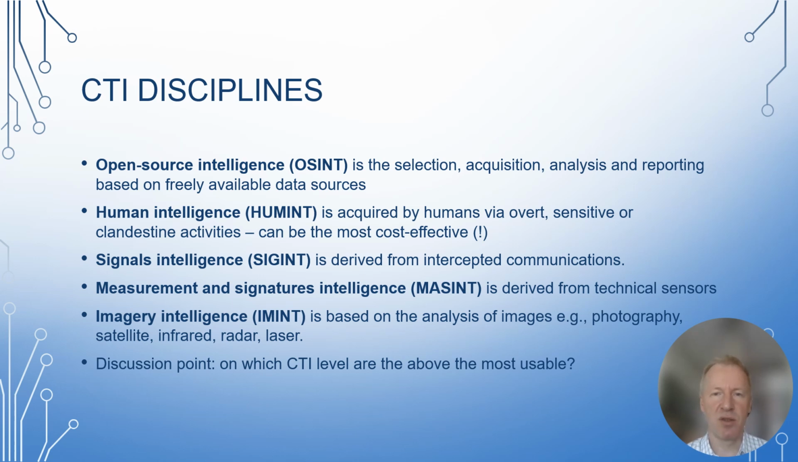Measurements and signatures intelligence is derived from technical sensors when we deploy technical sensors and thereby collect information from the physical environment, let's say. And imagery intelligence is based on the analysis of images or multimedia, photography or video, satellite images, and similar. And all of these are defined even outside our specific cyber threat intelligence domain.